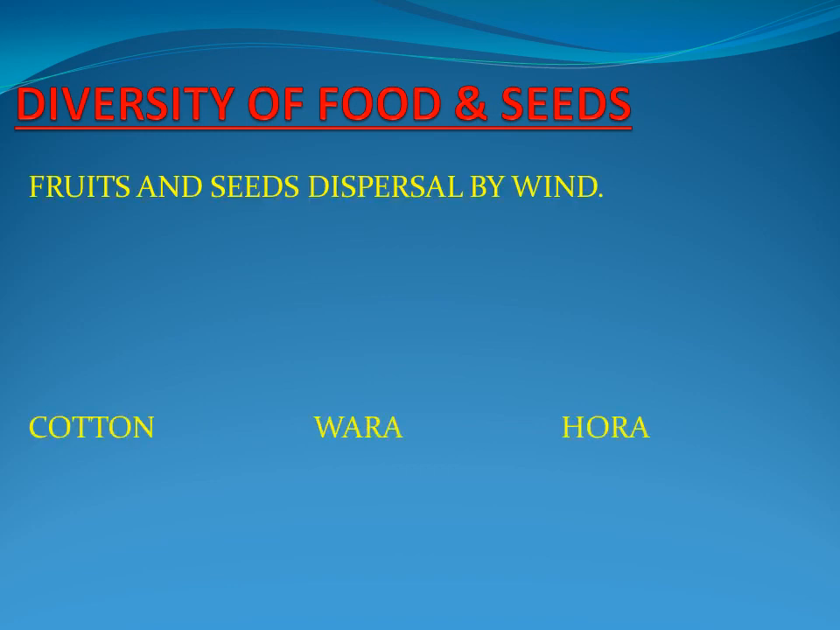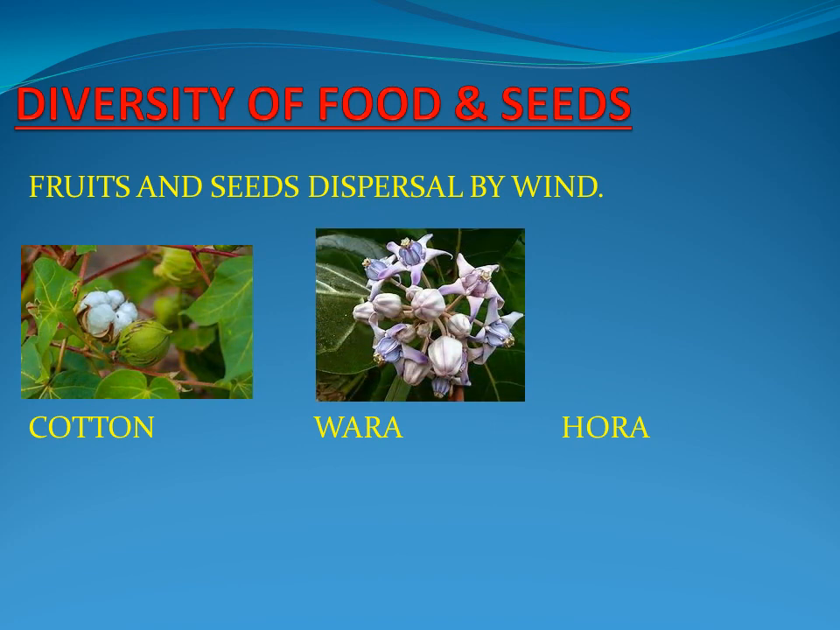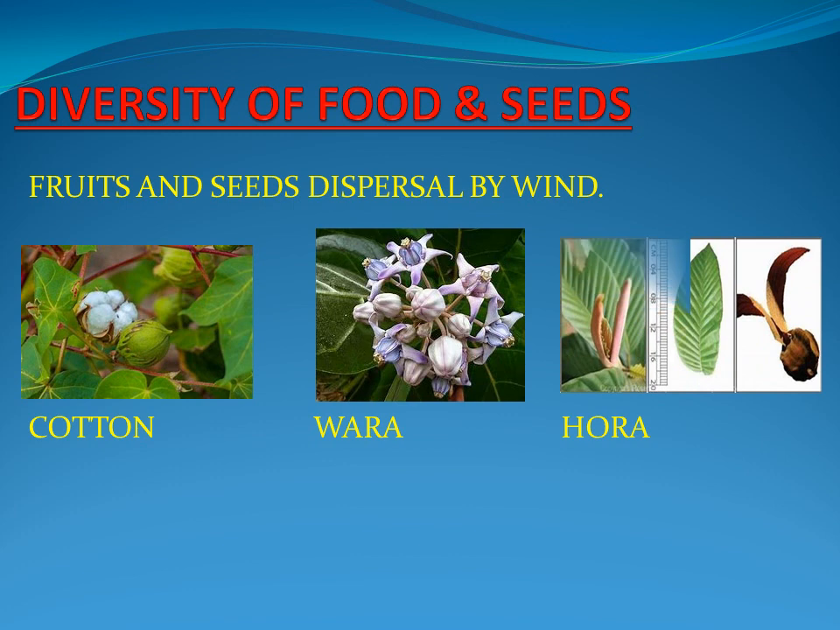So the next one is diversity of fruits and seeds, and fruits and seeds dispersed by wind: cotton, vora, and horror. I think cotton is very common for you all. Cotton makes seeds, and they are dispersed by wind, and vora is also dispersed by wind, and horror, you all know in Sinhala you call it horror kurula. Horror vora and horror cotton, all of them are plants dispersed by wind.